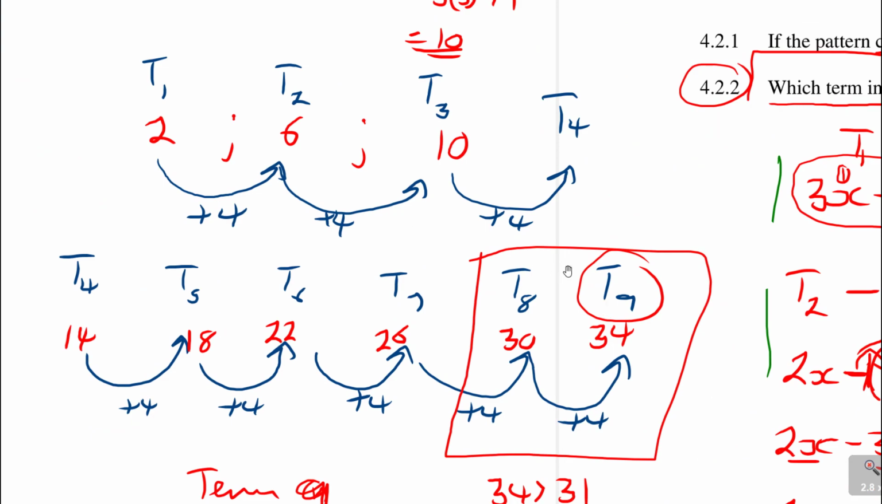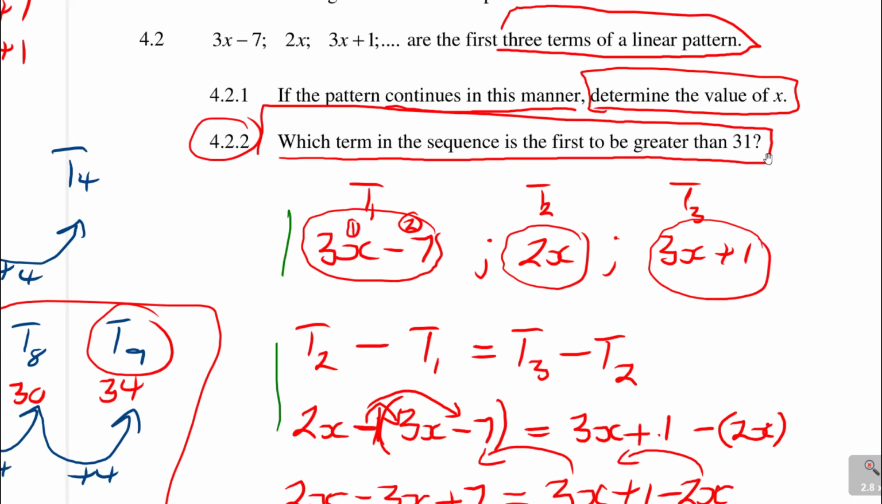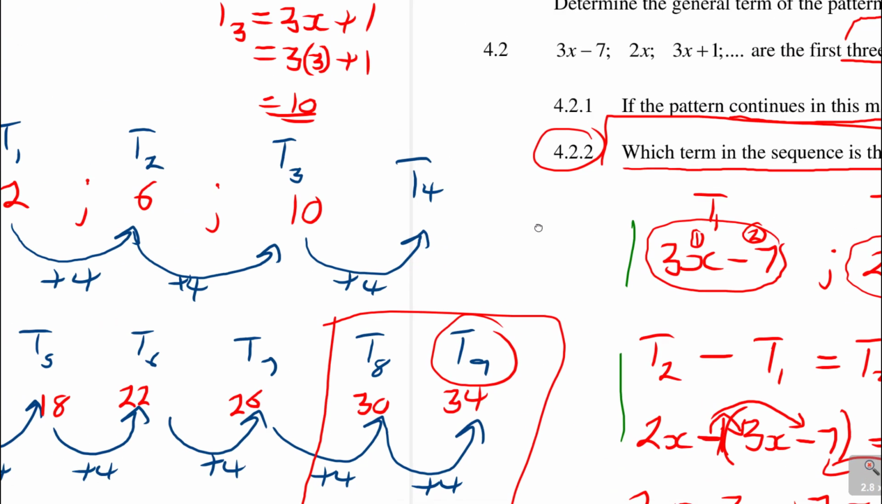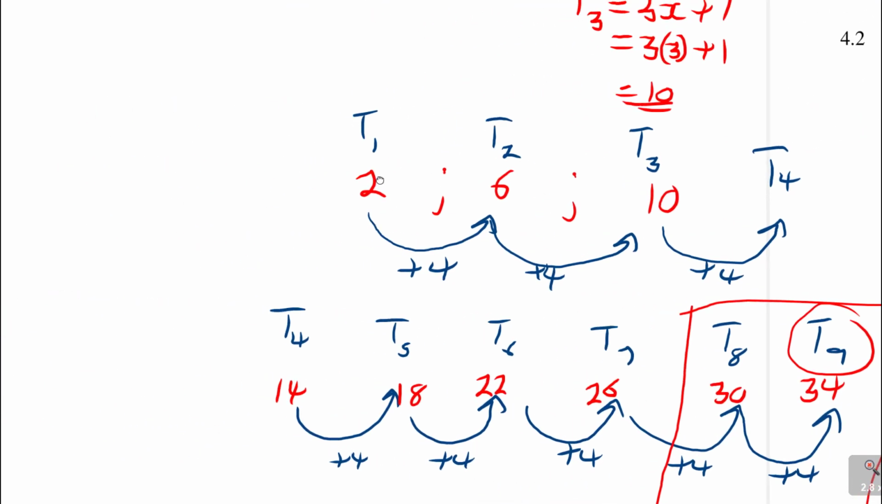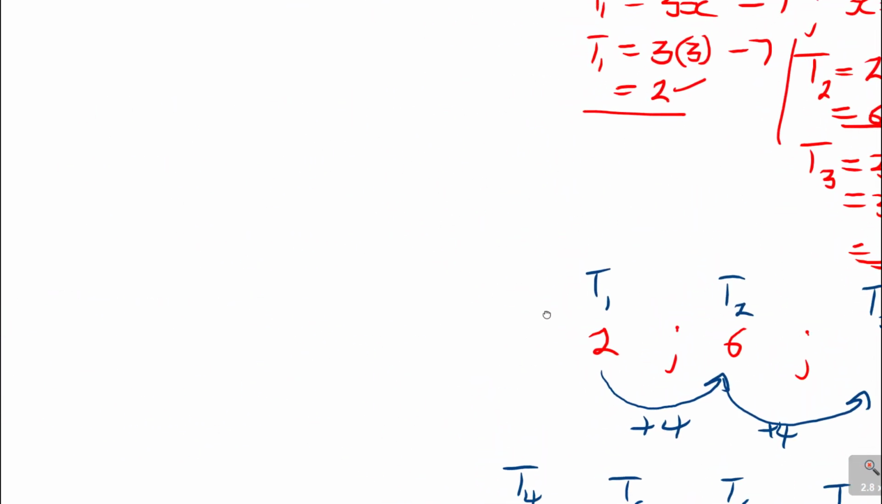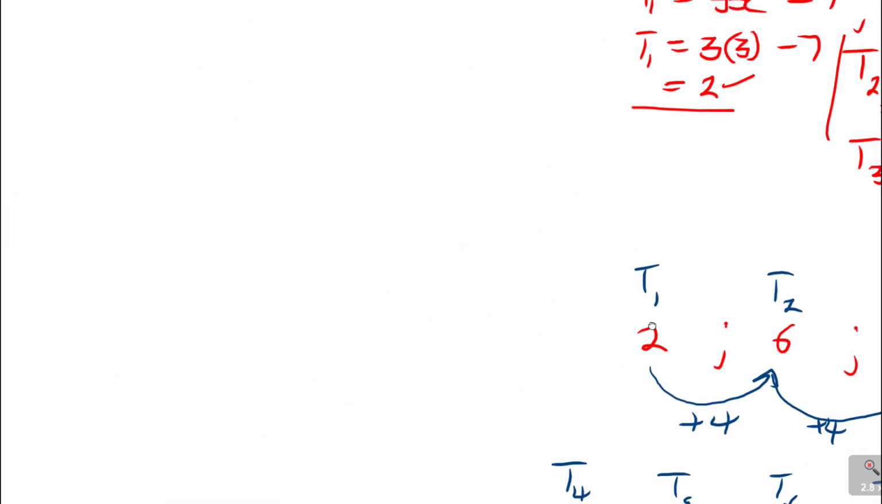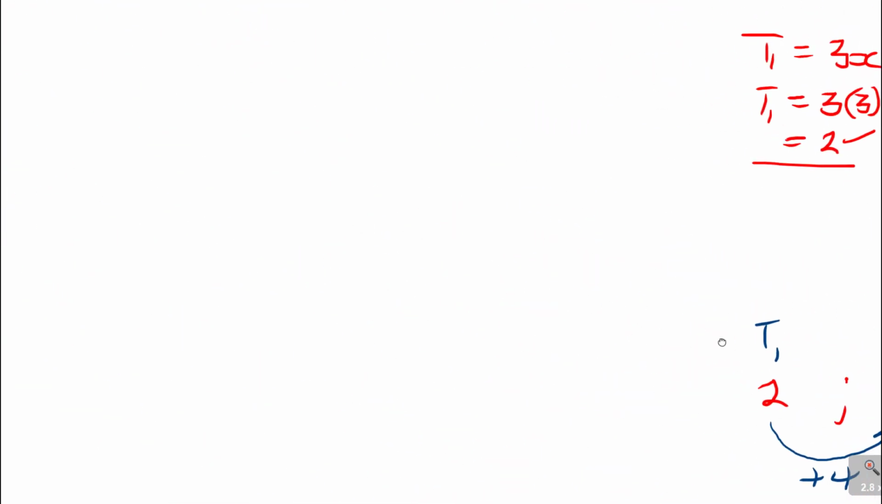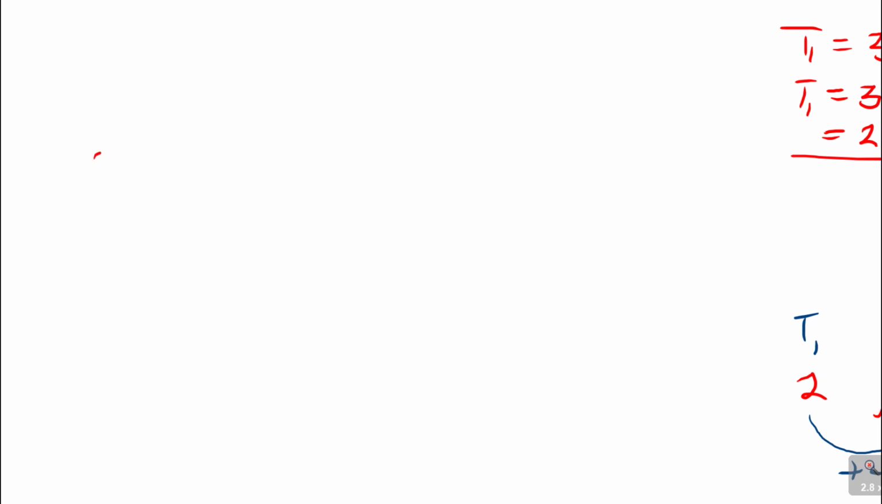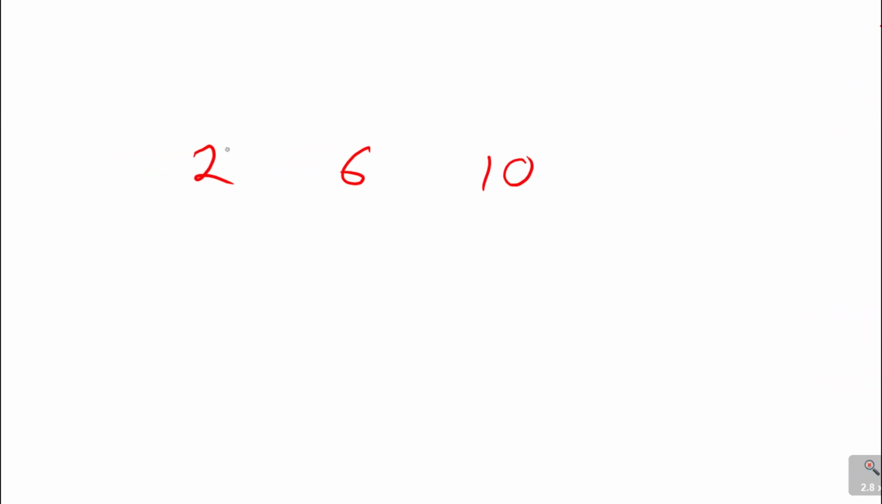What if they said which term in the sequence will be greater than 1000? It was correct manually, but you can actually work it out in a similar way to the previous one. What are the numbers? 2, 6, 10. So I can bring these numbers here, 2, 6, 10. If you still remember how I got that general term, from here you are adding plus 4, from here you are adding plus 4.